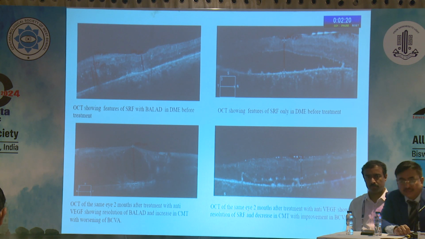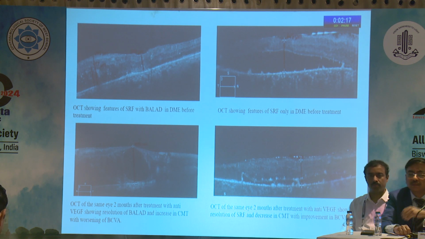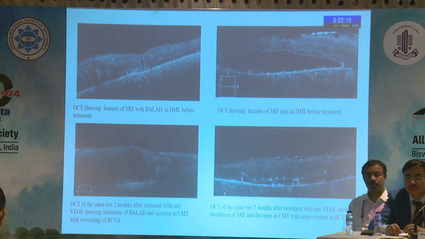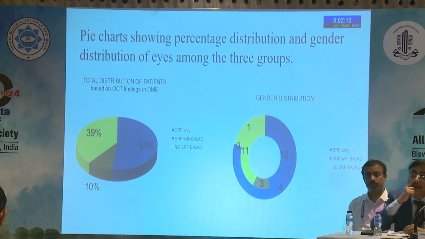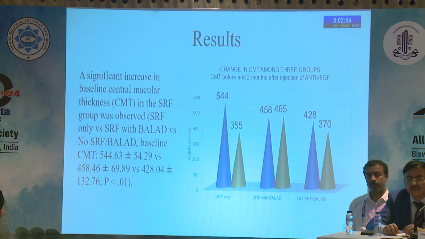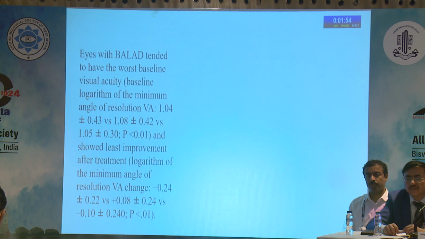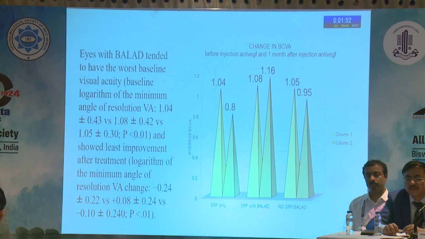And this is the OCT showing features of SRF only in DME before treatment of the same eye 2 months after treatment. So the total distribution of patients based on the OCT finding: 51% had only SRF, only 10% had SRF with BLD. The results: a significant increase in the baseline CMT in the SRF group was observed versus SRF with BLD versus no SRF or BLD. So the eyes with BLD tended to have the worst baseline visual acuity and showed the least improvement after treatment.